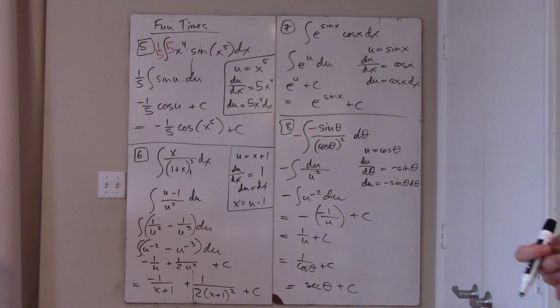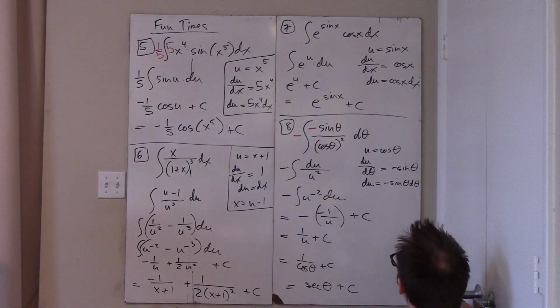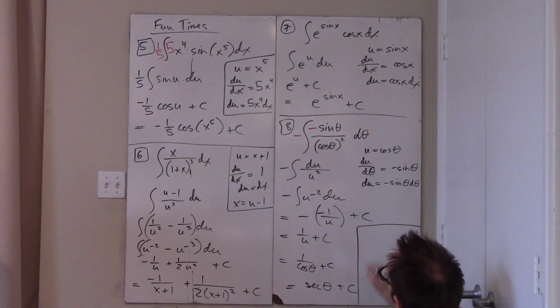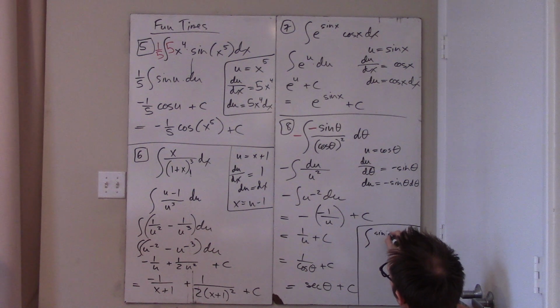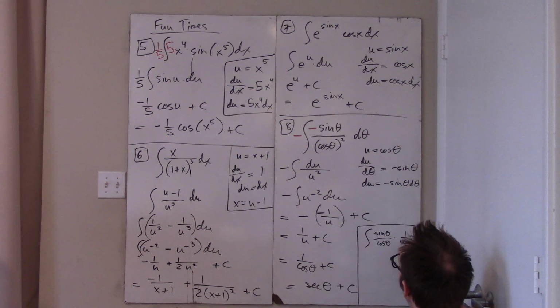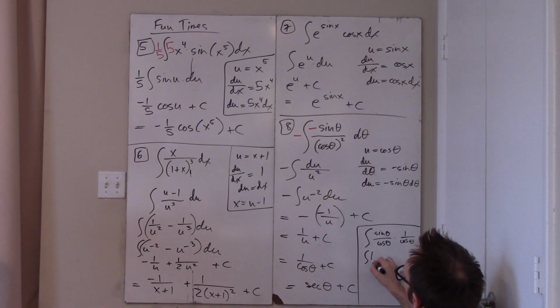Oh, by the way, this is the long way to do the problem. The smoother way to do this problem, which perhaps I should have noticed, but I was kind of on autopilot, is to take this original problem and rewrite it as sine theta over cosine theta times 1 over cosine theta. But then that's just tan theta, and then that's just secant.